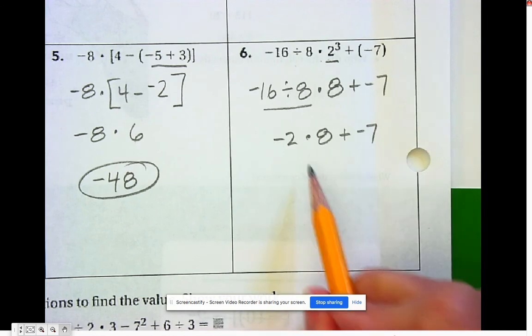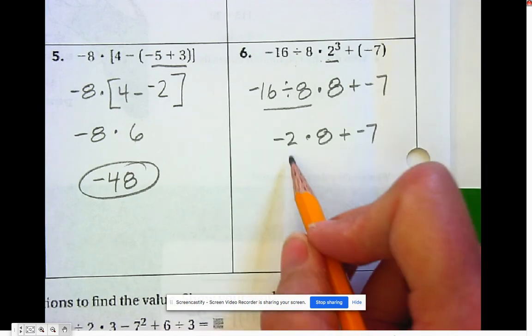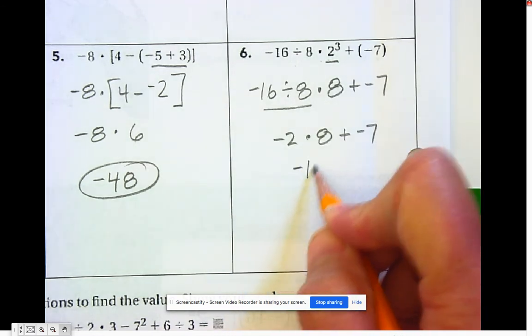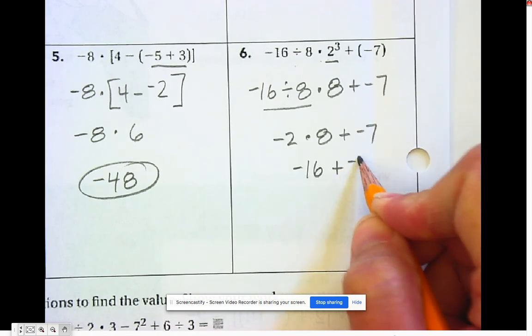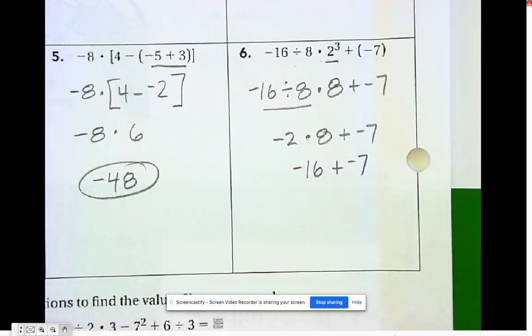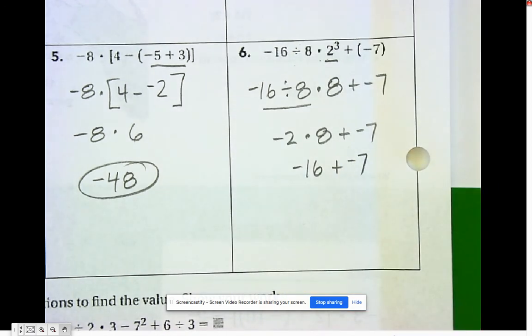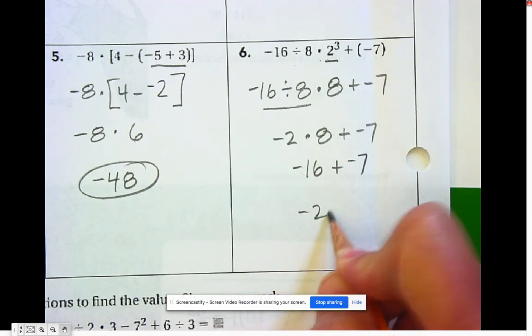Okay, I've got a multiplication and addition. I'm going to do the multiplication next. Negative 2 times 8 is negative 16 plus negative 7. And then last is my addition. I'm adding a bunch of negatives. Should be negative 23.